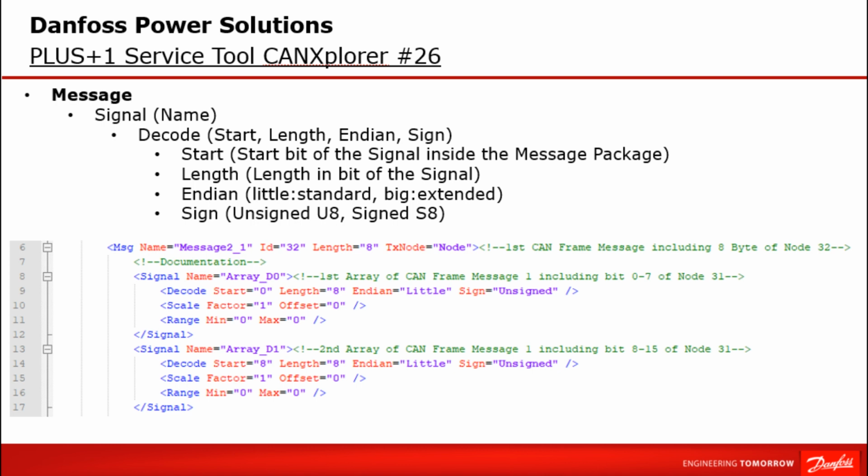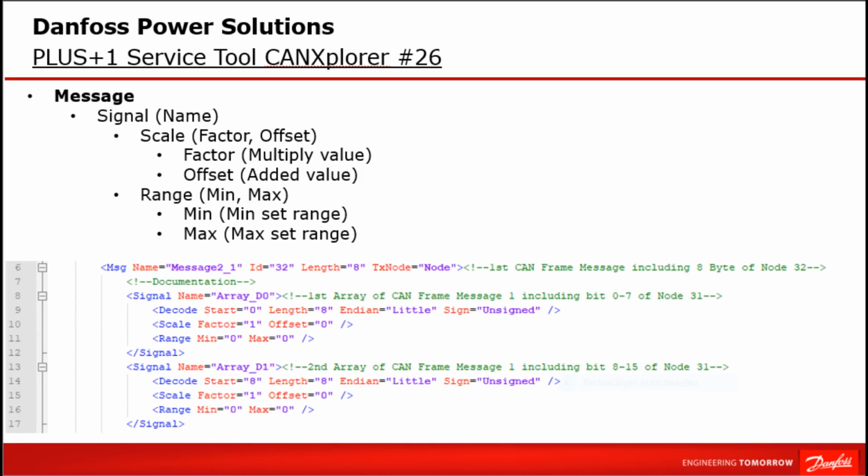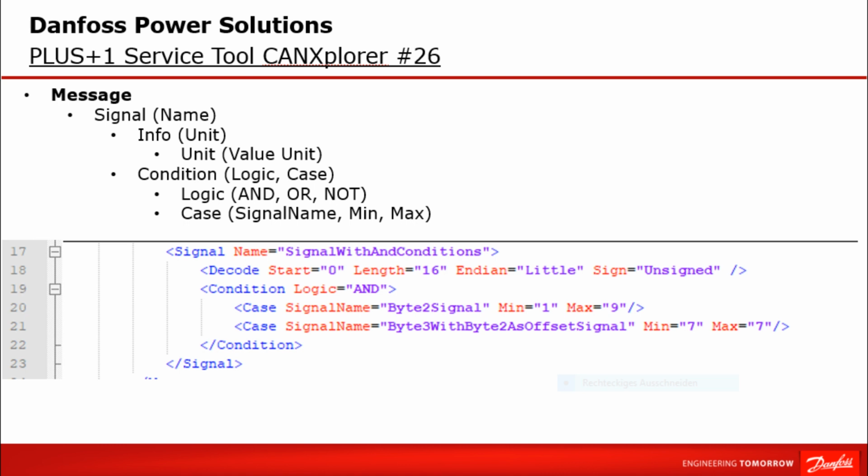Another attribute for signals is scale, to use the factor to multiply the value and offset to add a value. Also another attribute is range, to set the read signals to this range, min and max. As long as the signal is not in the defined range, a warning or an error will be reported. Besides the attribute to predefine info like a value unit, you can also set up conditions for specific cases using signal name and the signal range min and max.